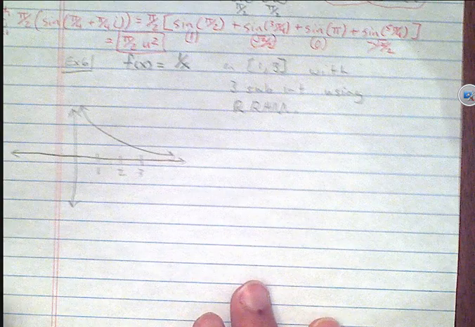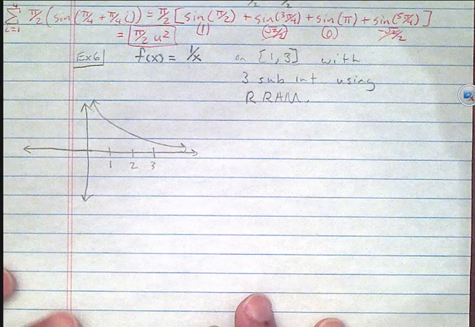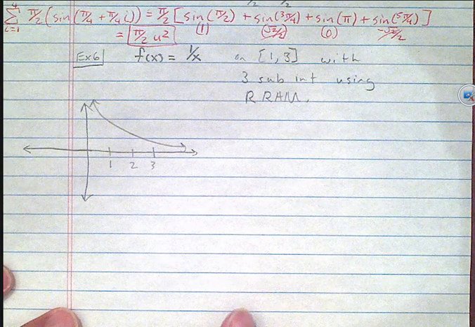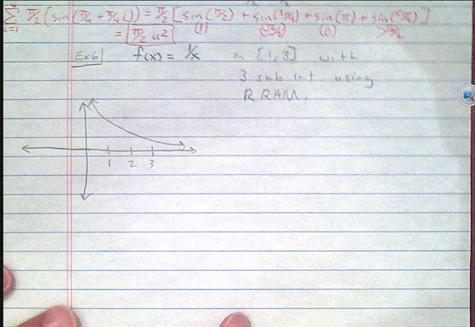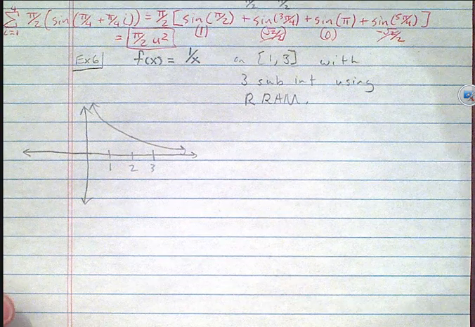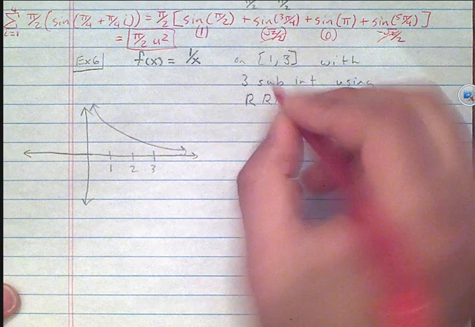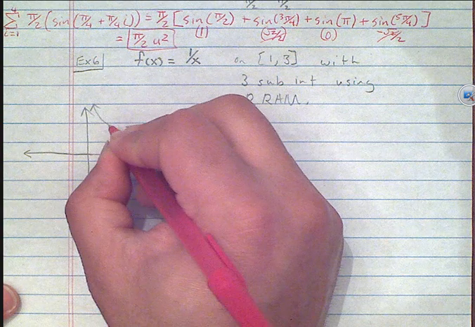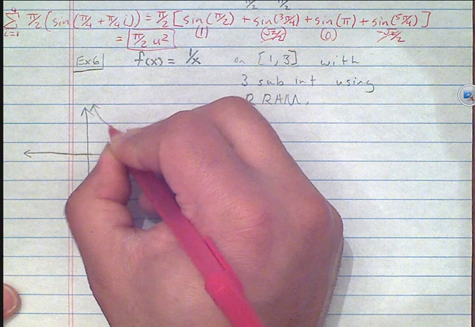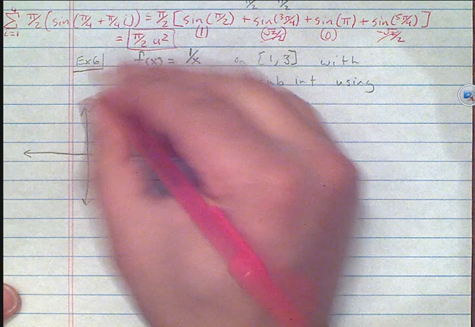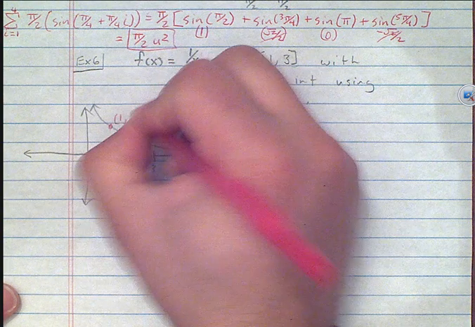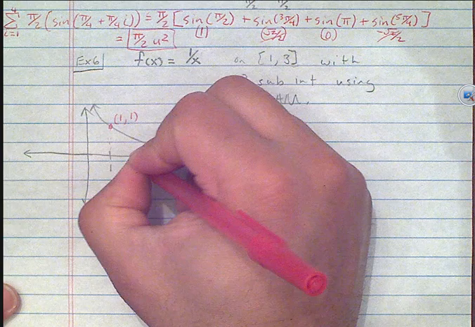All right, example 6. This one's fairly easy. We're going to use a RRAM, right? F of x equals 1 over x. All right, and we're not going to do it the easy way. Of course, I could find these points easy. That would be plug in 1, and 1 over 1 is 1. And then 2.